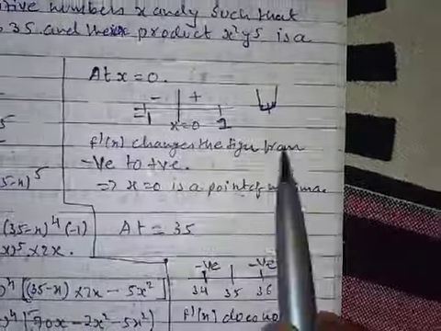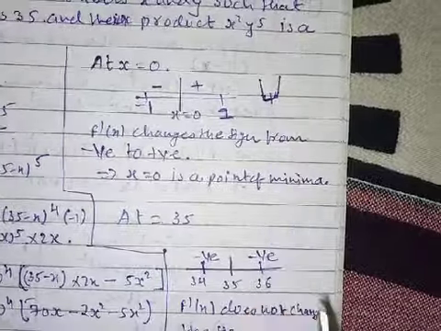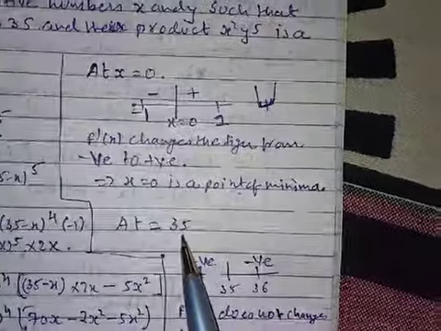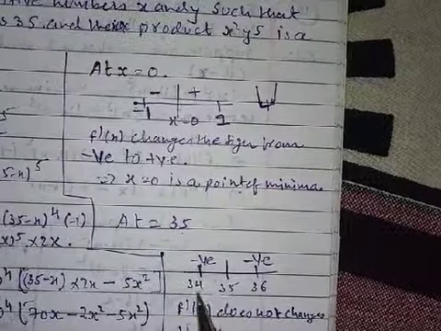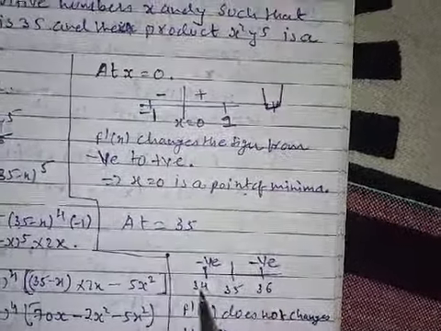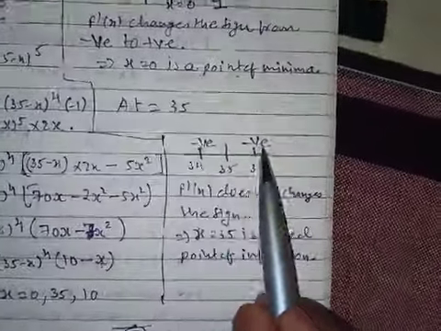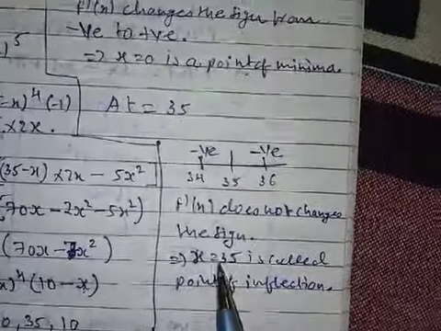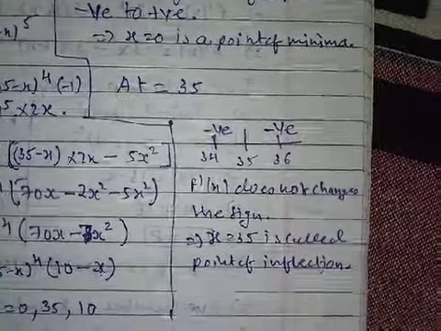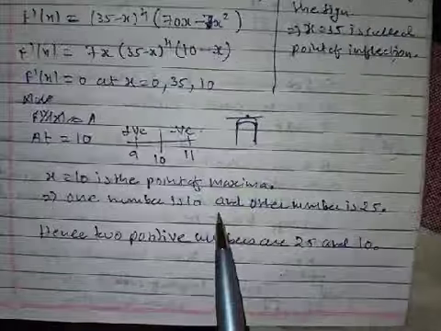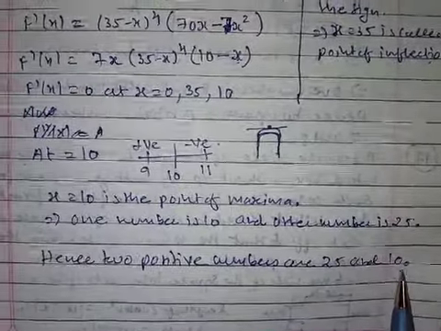F dash changes the sign from negative to positive, so x is equal to 0 is maximum, and at x is equal to 35 you have to check, is it? X is equal to 35, what will we get? F dash does not change the sign, both are negative, so x is equal to 35 is called the point of inflection. Is it? So one number is 10, another number is 25, thus the two positive numbers are 25 and 10.